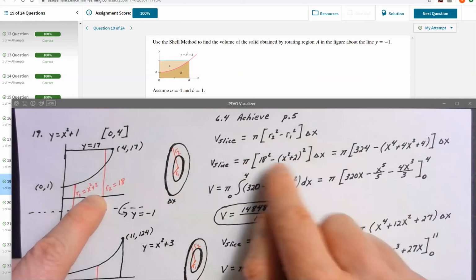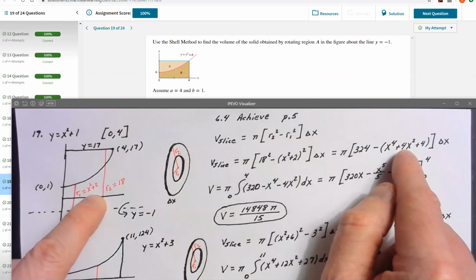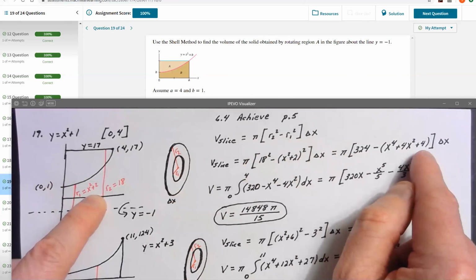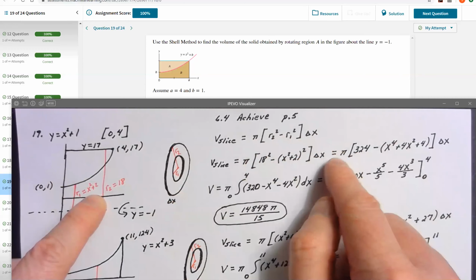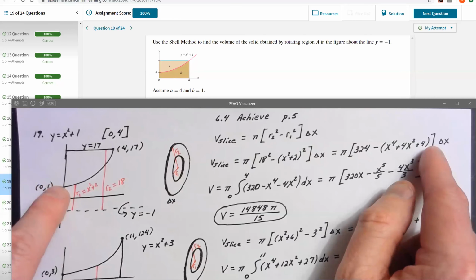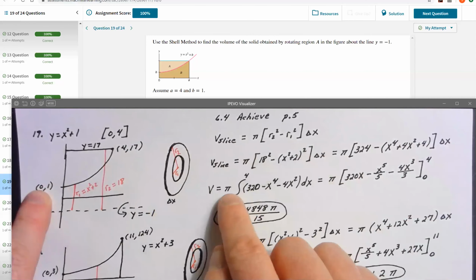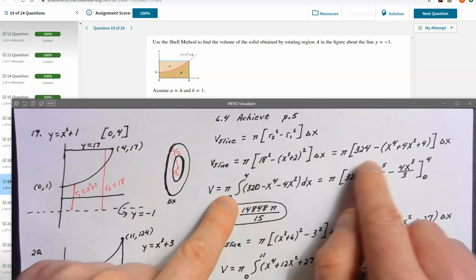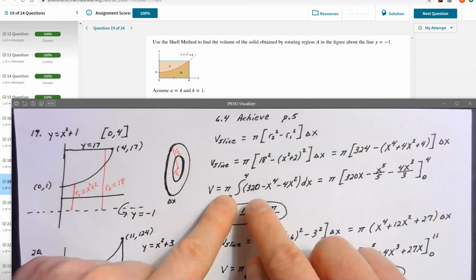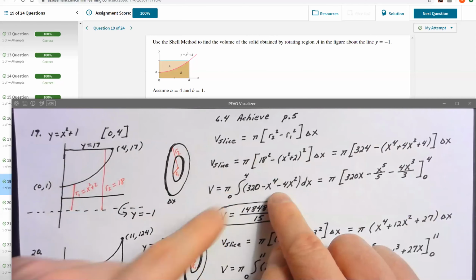And then I can say, well, 18 squared was 324. x squared plus 2 squared gave me x to the 4th plus 4x squared plus 4. Now I know that this is the volume of one slice. The volume of the entire rotated solid will just integrate from where the slices begin to where they end in terms of x, which is 0 to 4. I go ahead and pull that pi out front. I simplified the 324 minus 4 is 320, and then just minus x to the fourth minus 4x squared.